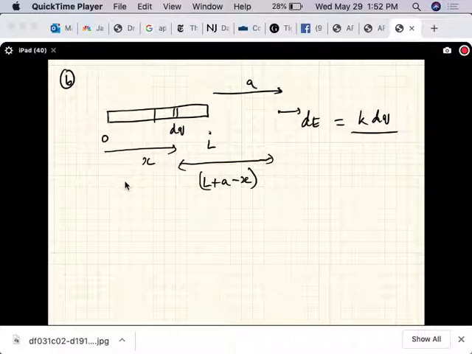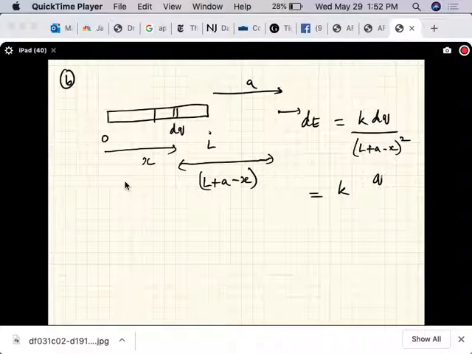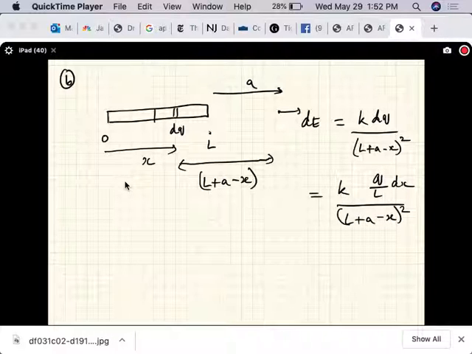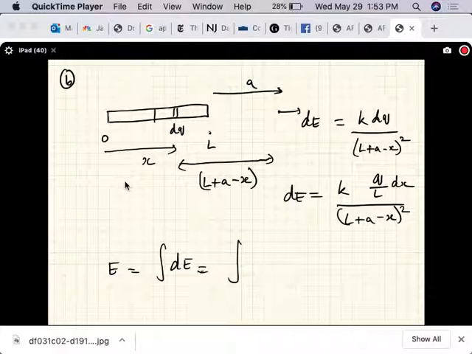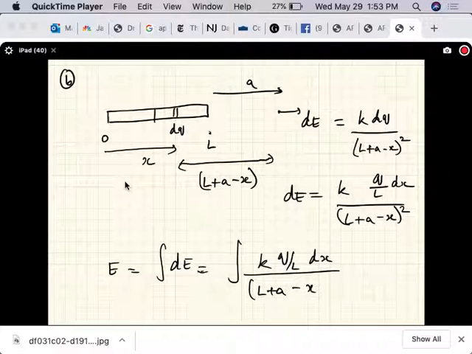This entire distance is L plus a, minus x. So this is equal to (L plus a minus x) squared. And dq, you saw, is q divided by L dx. That's dE. So the total electric field is the integral of k q by L dx over (L plus a minus x) squared, and x goes from 0 to L. Okay, so that's the integral.